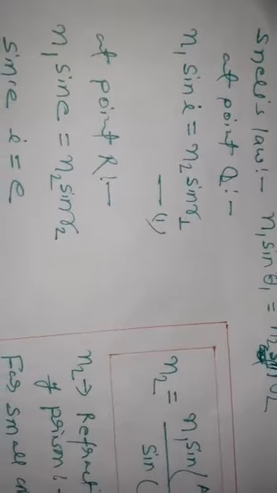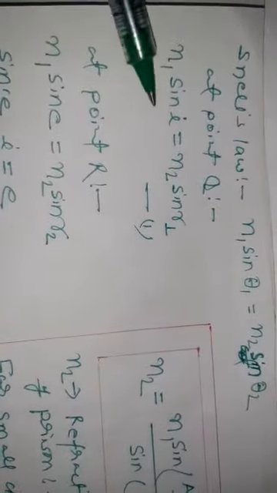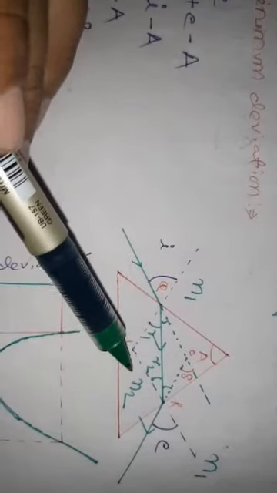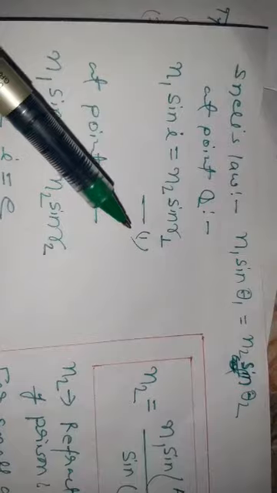Now we have Snell's law. According to Snell's law, n1 sine theta 1 equals n2 sine theta 2. So at point Q, as you can see, apply Snell's law at this particular point. We get n1 sine I equals n2 sine r1. What are n1 and n2? n1 is the refractive index of air, and n2 is the refractive index of this particular prism. I is the angle of incidence and r1 is the angle of refraction. So at point Q, n1 sine I equals n2 sine r1. This will be your equation number 1.